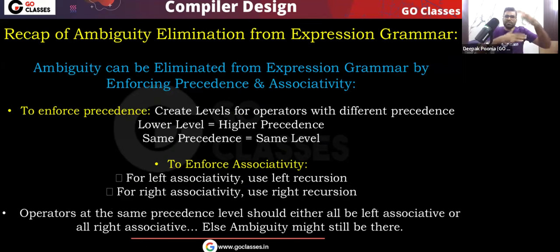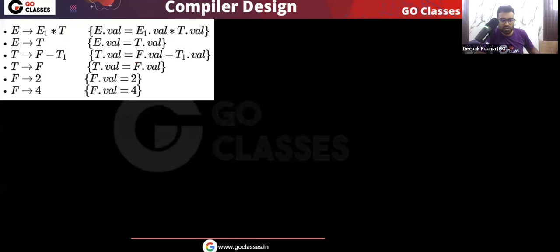On different levels the operators can have different associativity. There is no problem, but on the same precedence level, all the operators must be left associative or all must be right associative. Okay, now let's solve this question.